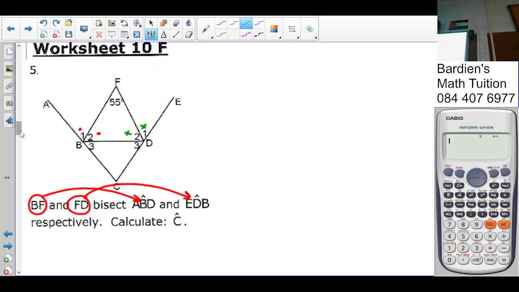B1 is 55 degrees. Why is B1 55? You all agree with that? The lines are not parallel. They are alternate, but they're not equal. Why? Because the lines are not parallel. For those angles to be equal, the lines must be parallel. That's not going to work. Right, how else?